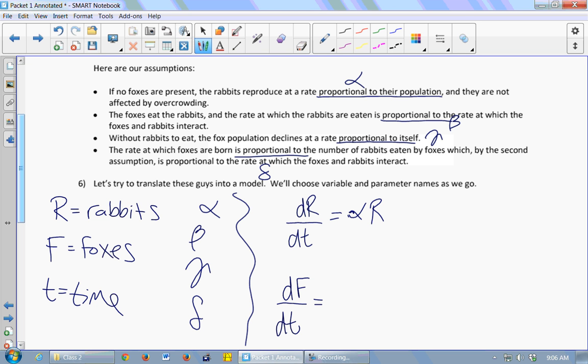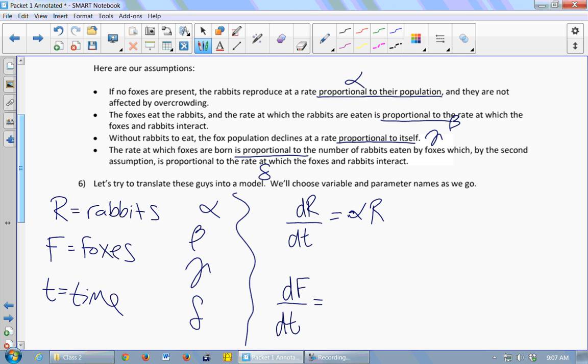There's more than one way that we could come up with a number that measures how often they interact. One common way is to just multiply the two populations together, because it does qualitatively do what we want it to do. As one population gets bigger, one or the other or both, that number that models how often they interact has to get bigger. As one or the other gets smaller or both get smaller, that number has to get smaller. So the product of the two population sizes captures that.